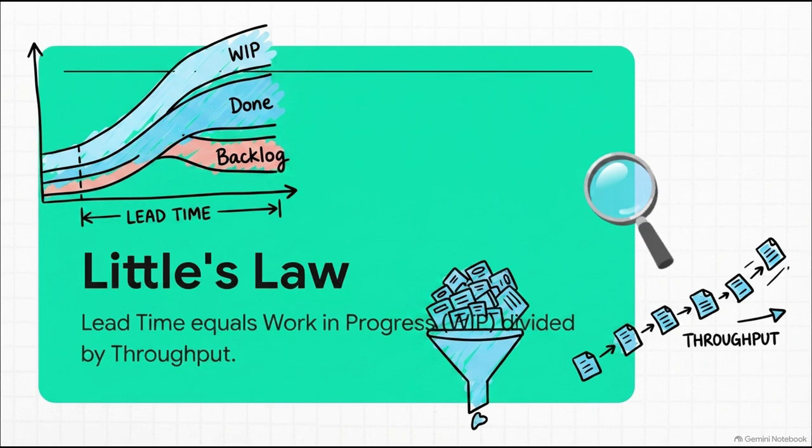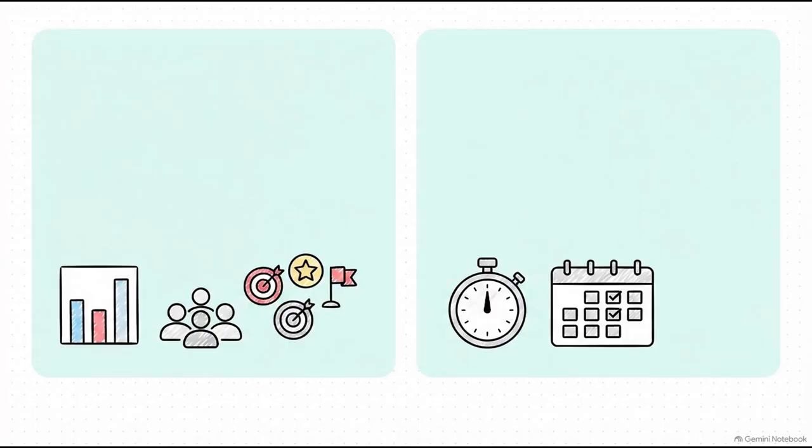So the big takeaway is that by tightly managing your WIP, you directly control how fast items flow through your entire system. So, how do we prescribe the right capacity commitments? We use these two tools.